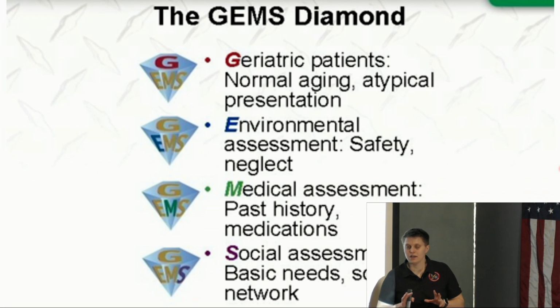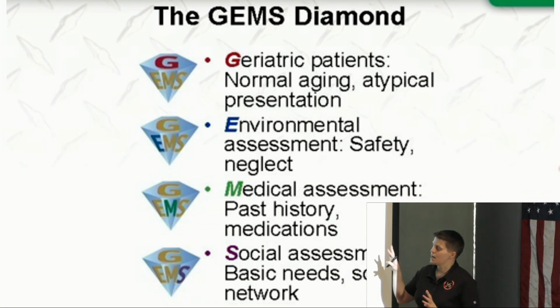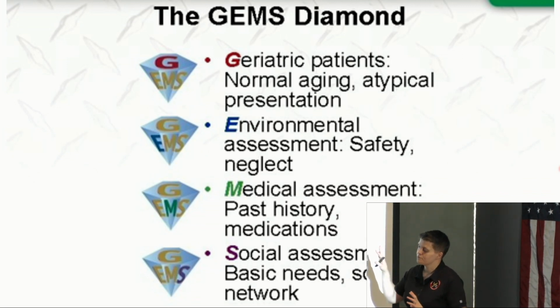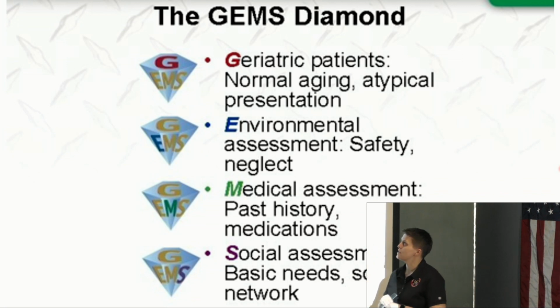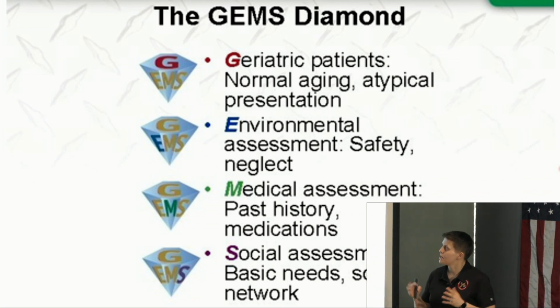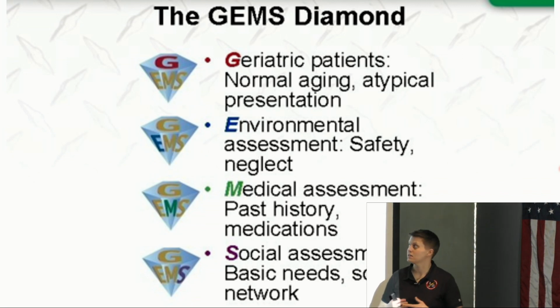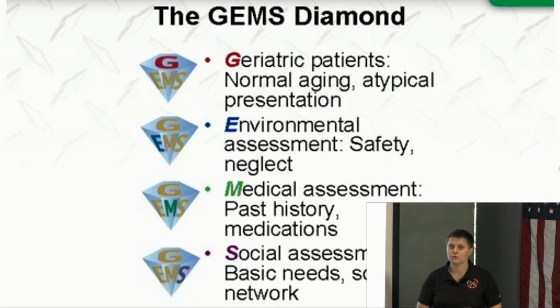When you're assessing an elderly patient, this is just a scaffold or template for you to think about if you like mnemonics. Personally, I'm not great with them, but for some people, they're really helpful. So this is the GEMS diamond. So the G is for geriatric patients. So we're trying to figure out what is normal aging as opposed to what is a new problem, and understanding that these patients are going to present atypically with illness for many of the reasons we discussed.